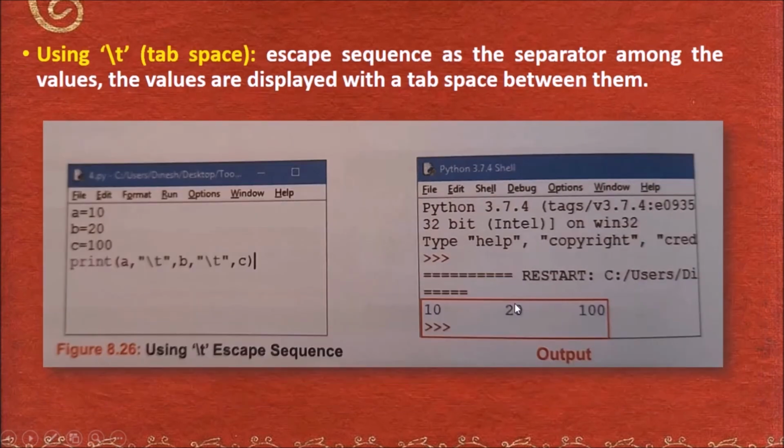Our next separator is backslash t. We are using tab space. Here again the same example is used, but we have used this tab space in between the variables a, b, and c. So when you use this tab space, you can see the space between the two outputs. This is 10 and this is 20, and see so much space is there. So this is equal to a tab.